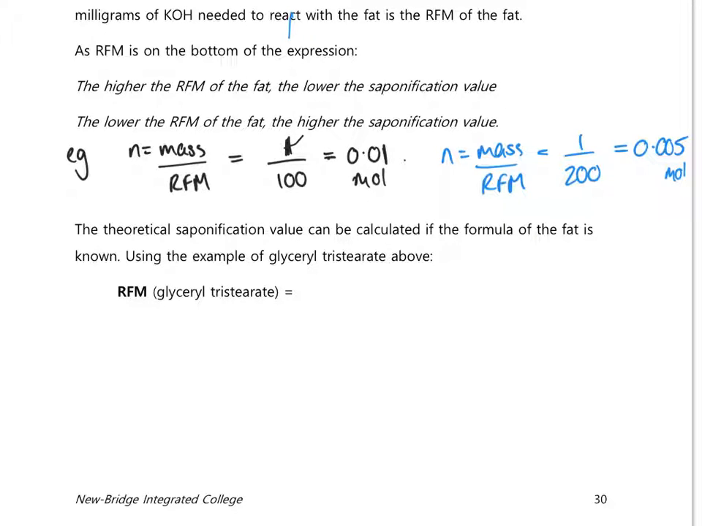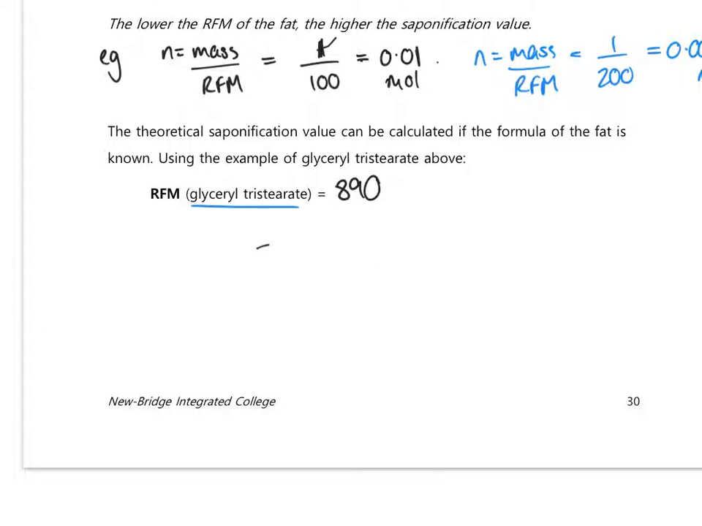Okay, so this wouldn't generally be how this is asked, but if we know what our fat is, we can work out the theoretical saponification value. So we're going to do it for glycerol tristearate. What I want you to do is work out the RFM of glycerol tristearate. The general equation for saponification values is that you've got your fat plus how many moles of potassium hydroxide? 3. Gives me what on the other side? Glycerol plus how many potassium salts? 3. And I'm just going to write soaps.